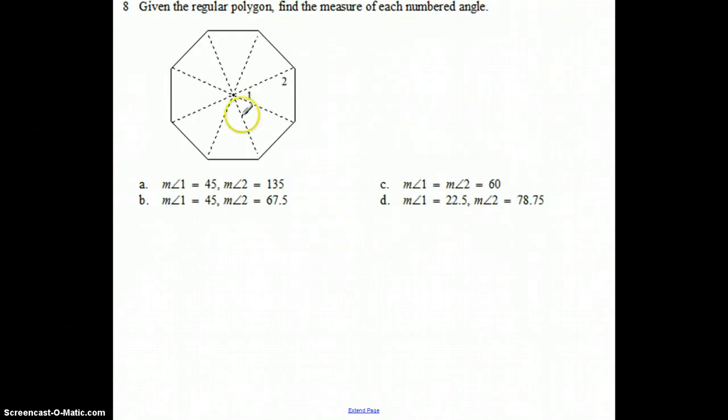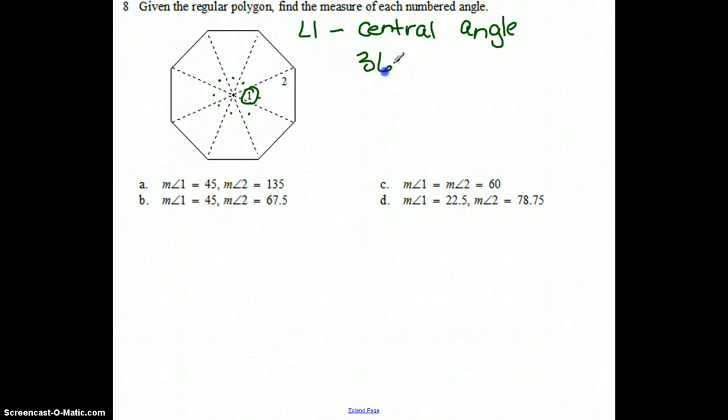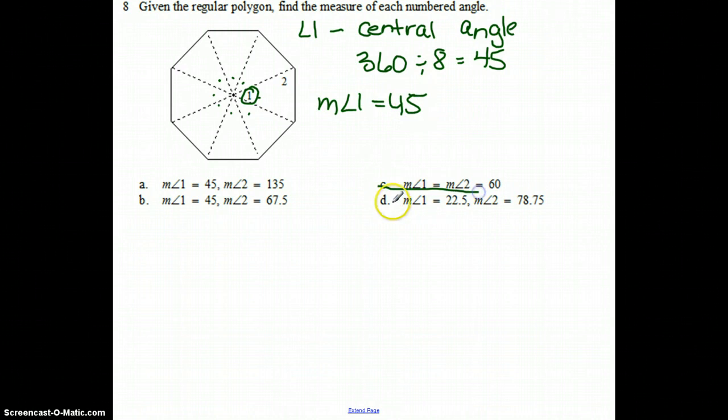Oh, I guess I got that another twice. Here's 8. Now the easiest one probably to find is this one right here because it's a central angle. So if I were to count around 1, 2, 3, 4, 5, 6, 7, 8, there's 8 triangles. So to find angle 1, which is a central angle, I would take 360 and divide it by 8, which gives me 45. So that means that the measure of angle 1 is 45, which means these two can't be the answer.